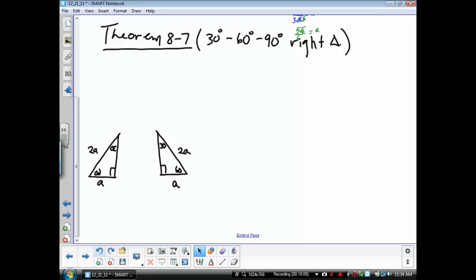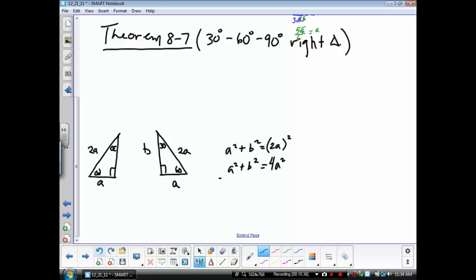Now I can use Pythagorean theorem to find the long leg. I know the hypotenuse is going to be double the short leg. Using Pythagorean theorem, I know that a squared plus b squared equals 2a squared. And I write that as 2a in parentheses squared, which I know becomes 4a squared. And since that's a like term, I can subtract a squared from both sides, giving me b squared equals 4 minus 1, so that's 3a squared.